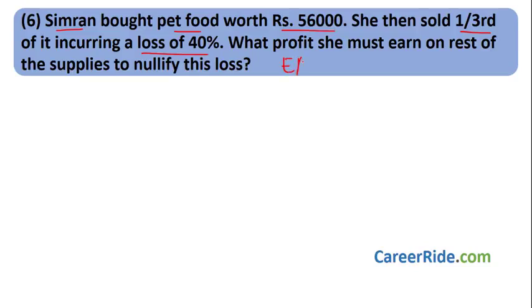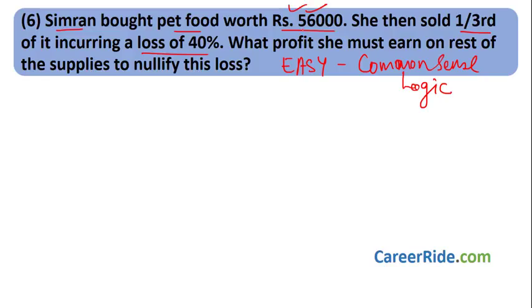Again, this is a very easy sum and we can solve it using just common sense, okay? Just simple logic is needed over here and we can solve it. Let us see how. Now, Simran bought some pet food, okay? Let's not consider the cost right now. We just need to find the profit percent.